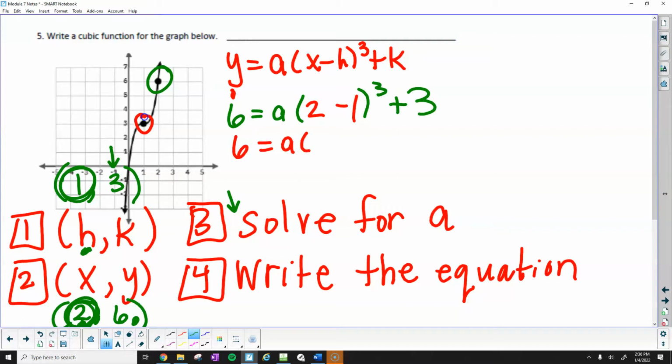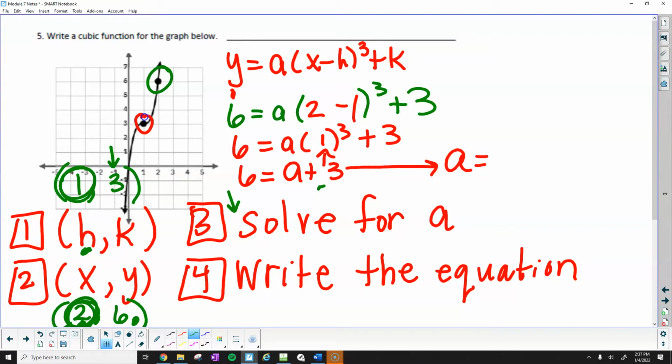Now remember, 2 minus 1 is 1. 1 to the third power, that's just going to be a 1. And 1 times a is just a. So my a value, remember, if I subtract 3 from both sides, a is going to equal 3. So now that I have the a value of 3, all I have to do is plug it back into the equation.